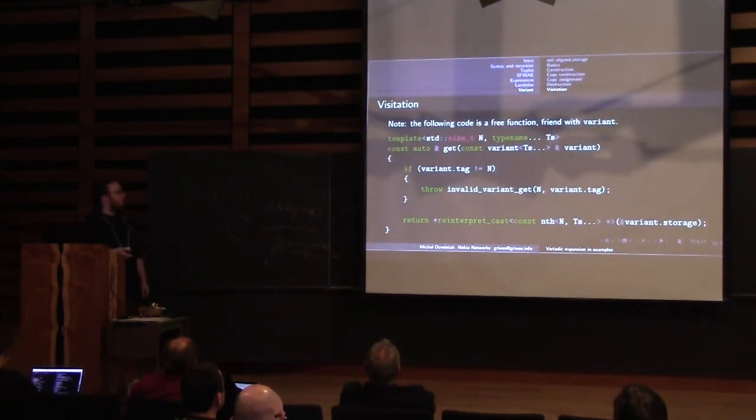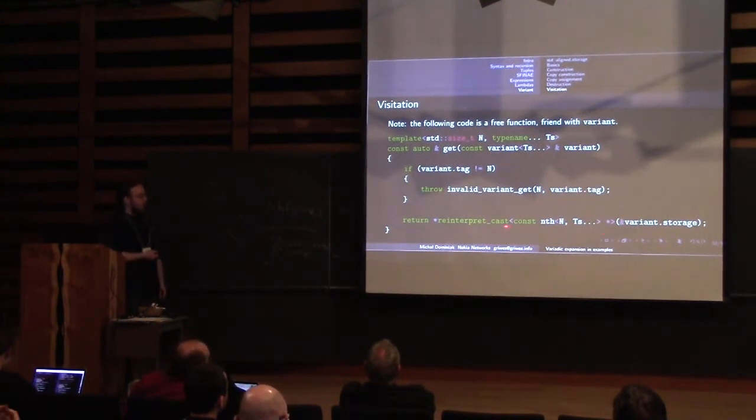So this is get on the variant. It takes the index of the type we want to get. It's simple enough to implement another version that takes the type instead of an index. And we check if the requested type is the type that is currently active in the variant. If it isn't, we throw an exception. And if it is, nth is again the nth type inside the spec, and we return a reference to the value inside.